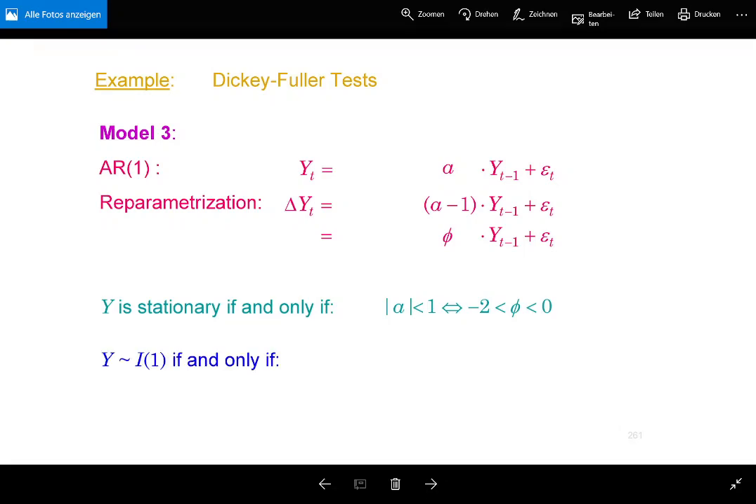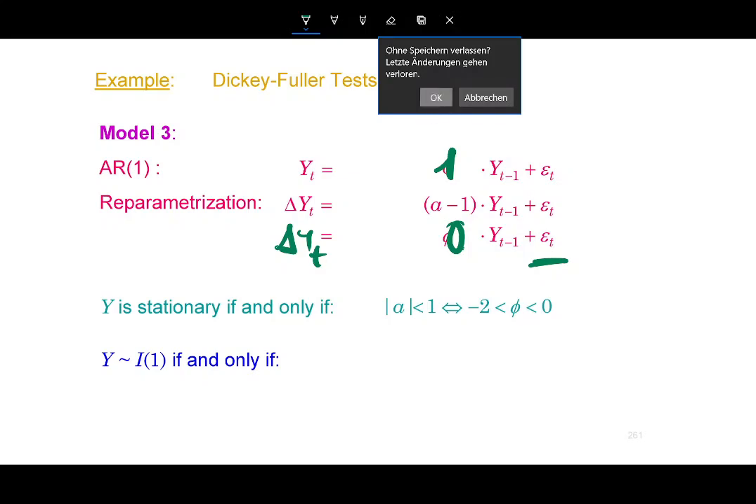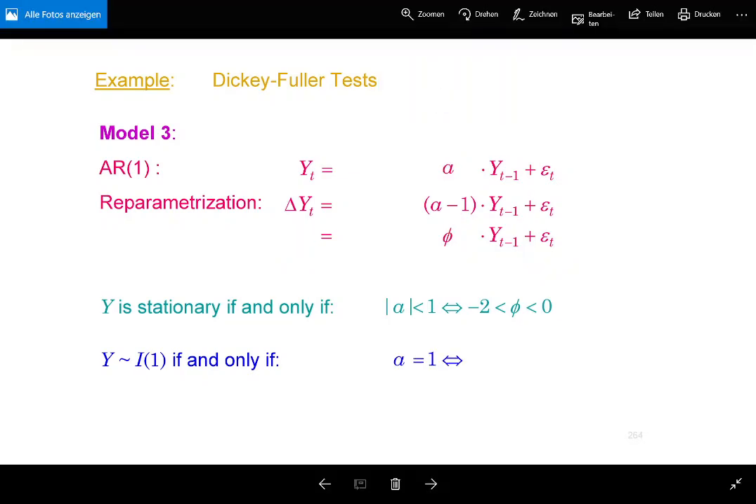And the process is integrated of order 1, you might remember that, if it's a random walk. So if A is equal to 1, then phi is equal to 0, right? Because then you would get the increments of the process to be equal to a noise. So 0 times the past plus the noise yields a random walk, and the random walk, as we said, is an integrated process. A being equal to 1 is equivalent to phi being equal to 0. You understand what I'm saying?